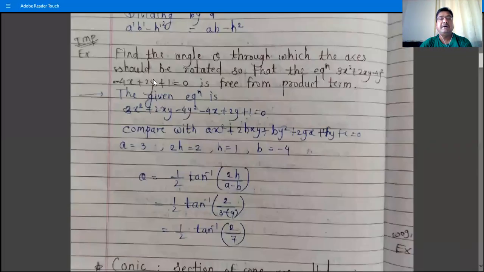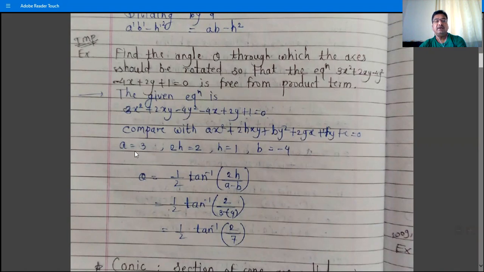Next example is: find the angle theta through which the axis should be rotated so that the equation 3x² + 2xy − 4y² − 4x + 2y + 1 = 0 is free from the product term. So the given equation is this, and compare it with the equation ax² + 2hxy + by² + 2gx + 2fy + c = 0.